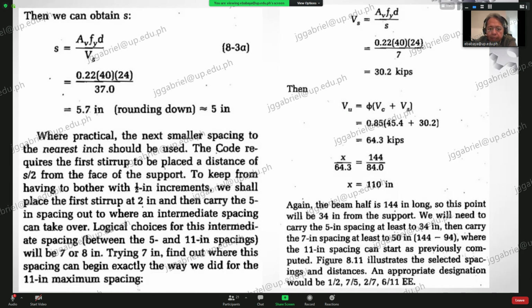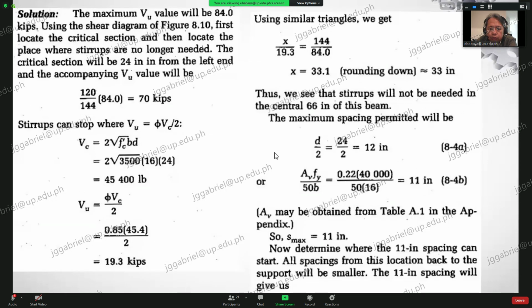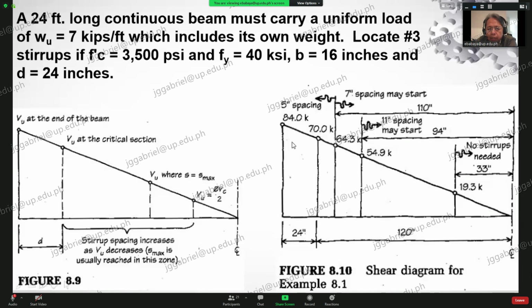Now going back to our drawing there. This is our critical region, the 5 inches spacing. Now, for the 7 inches spacing, where do we start? 110 is what we computed. 110, that will be 7 inches spacing. And then, from that portion to the left support, you will implement the minimum spacing, which is 5 inches.